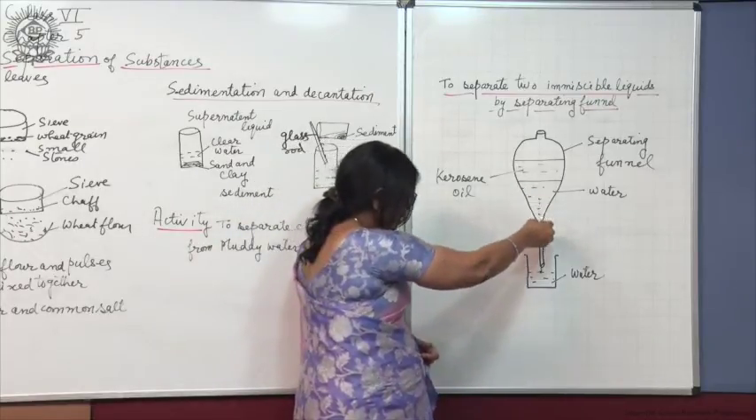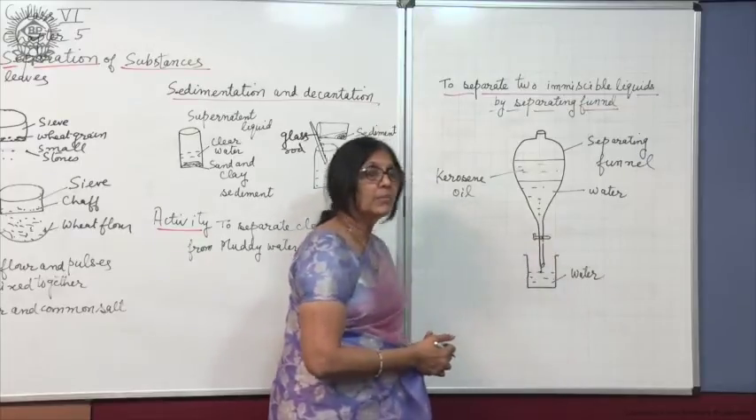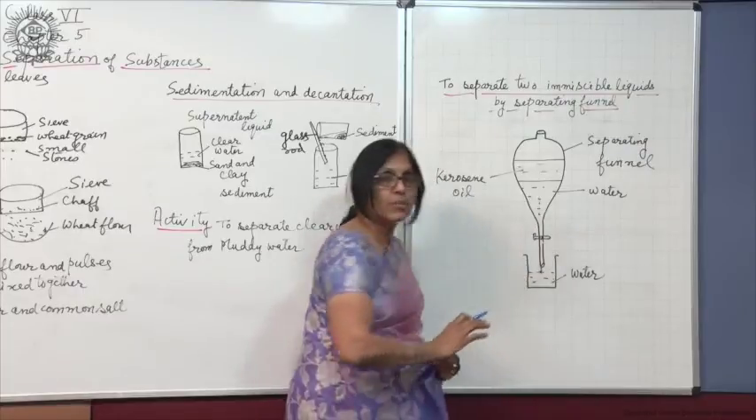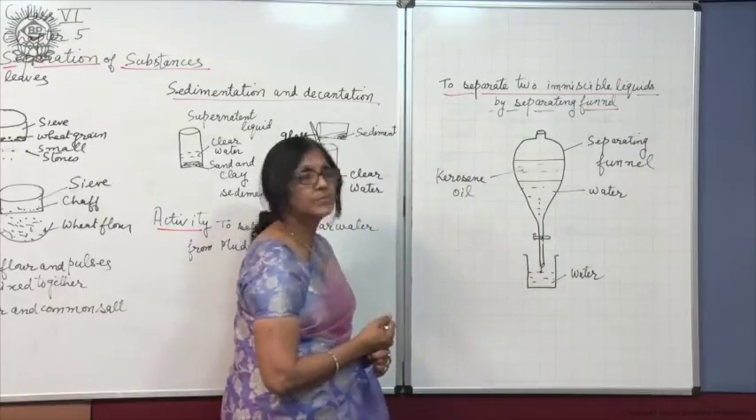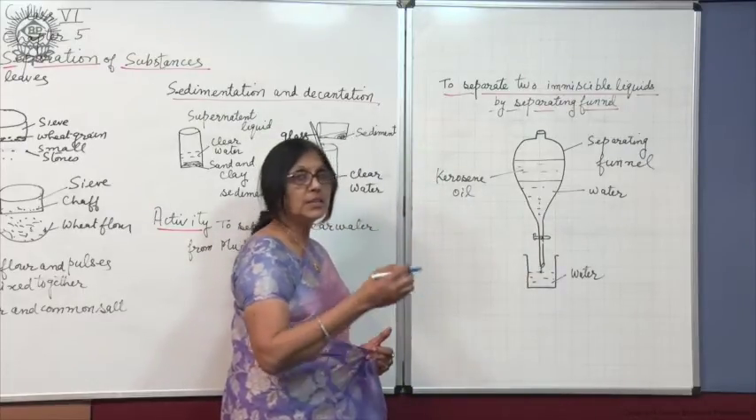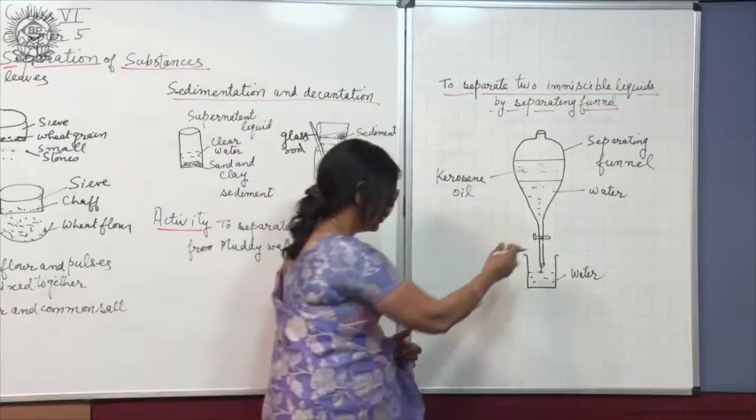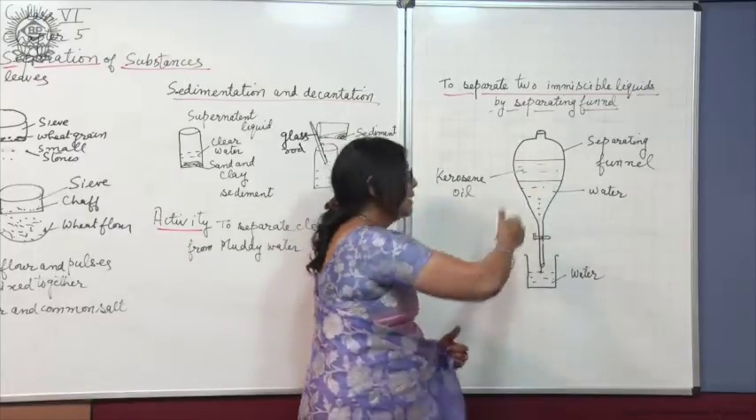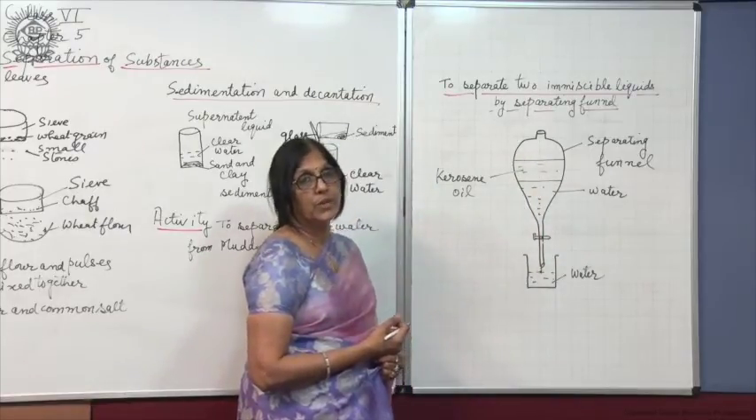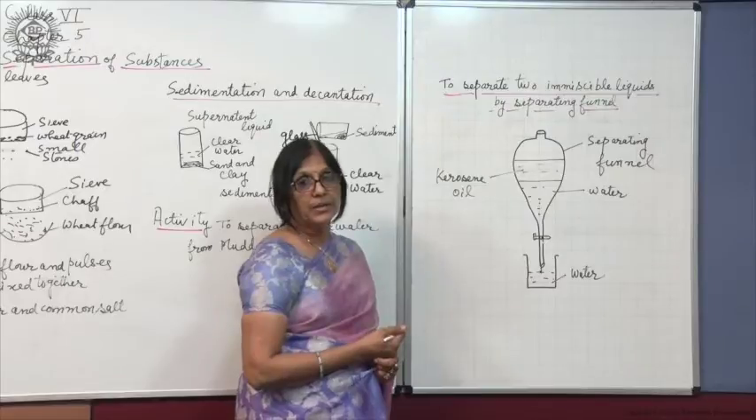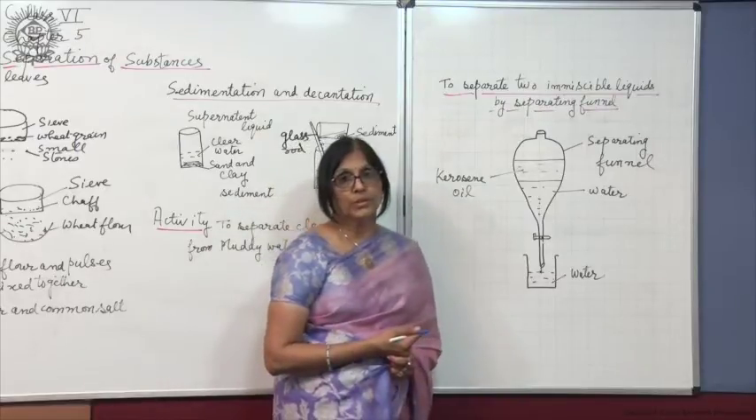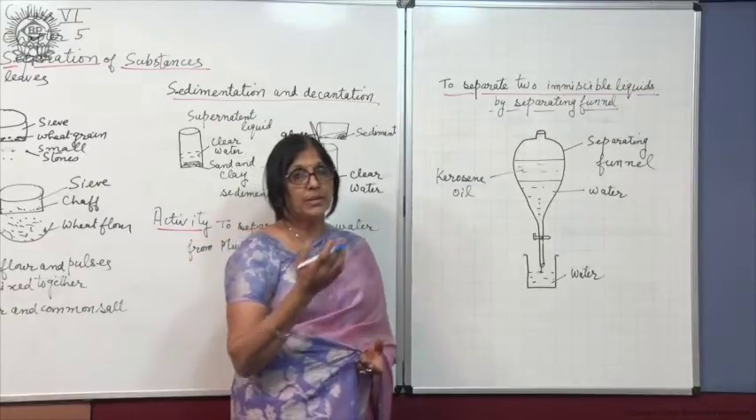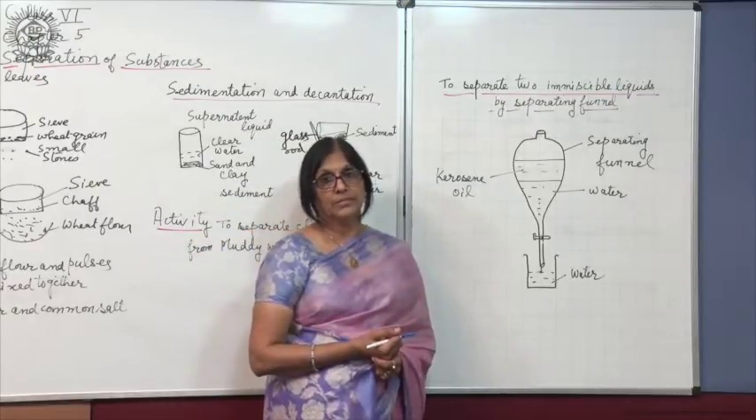Very slowly, allow the water to collect in the beaker, and when the level comes up to this place, close the stopcock and remove the beaker. Now place another clean beaker below this separating funnel and again open the stopcock to collect the kerosene oil. This is how very easily you can separate kerosene oil from water. Any two immiscible liquids can be separated by using a separating funnel.